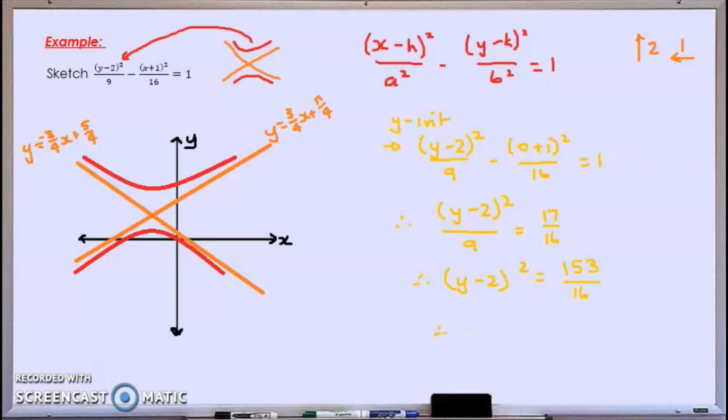We'll take the square roots, and remember, we need to positive and negative that. So root 153 over 4. And then we need to add the 2. So y will equal 2 plus or minus root 153 over 4. And that will be this point and this point. My x-intercepts will be done exactly the same way. I'll allow y to equal 0, and then I'll establish where my two x-intercepts are.